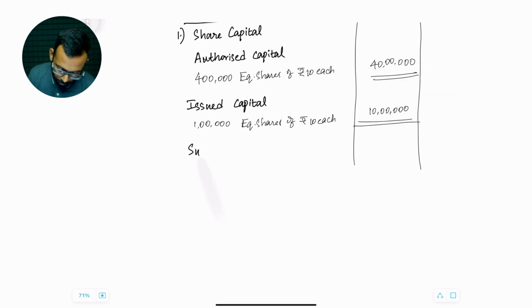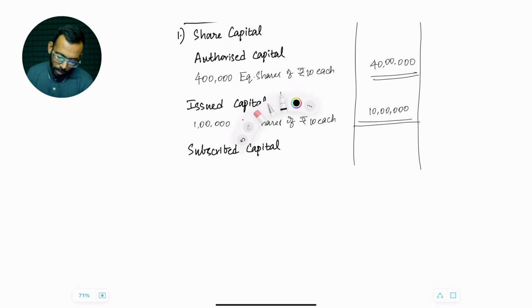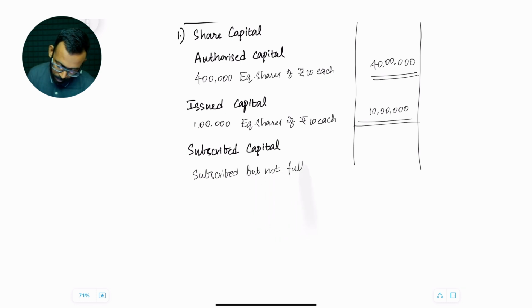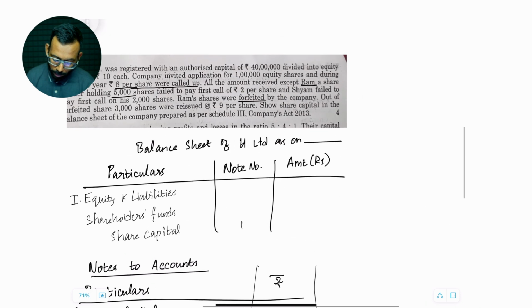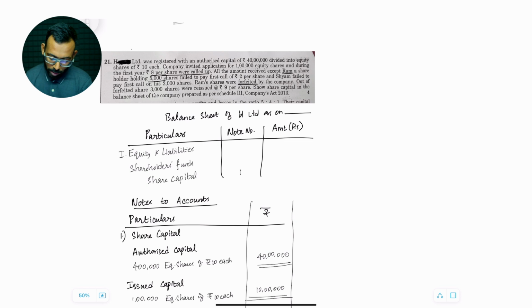Third, we will have subscribed capital. For the subscribed capital, we have to write subscribed but not fully paid up. Subscribed but not fully paid up. Now we have to analyze how many shares are in existence and how many have been forfeited. We have to do a mini computation to understand the solution fully.